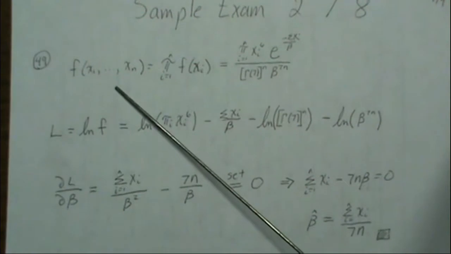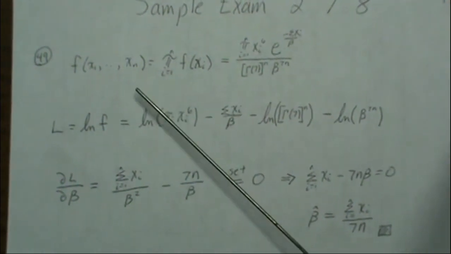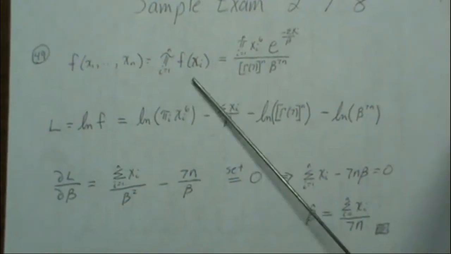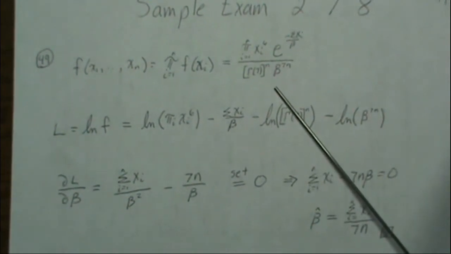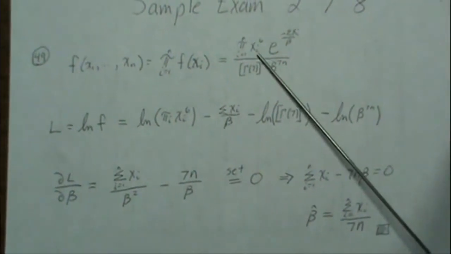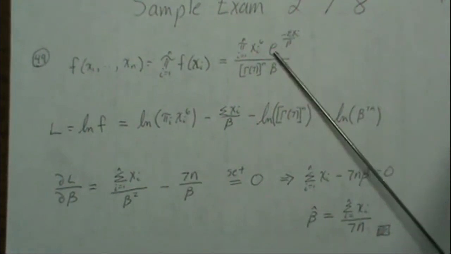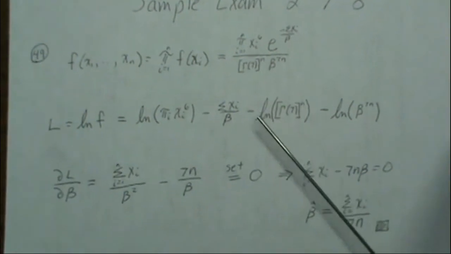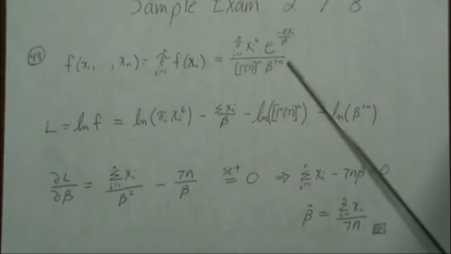So here we have to find the joint density for x1 through xn. And since they're all independent and identically distributed, it's just a product of their marginal distributions, which ends up being this. So this is the product of the xi raised to the 6, the sum of xi over beta, over beta to the 7n, gamma of 7 raised to the n. So maximizing this is not straightforward.